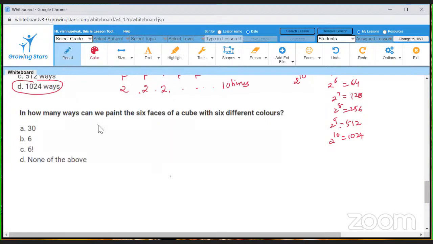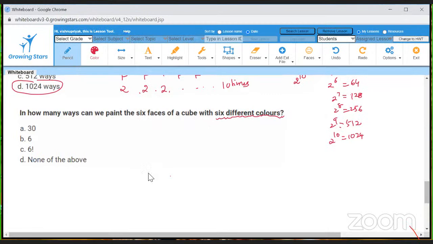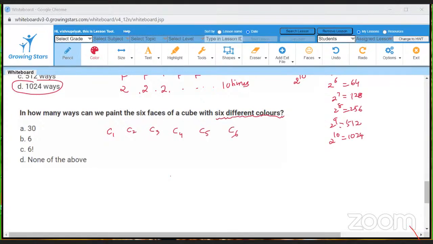In how many ways can we paint 6 faces of a cube with 6 different colors? See, here there is a condition: 6 different colors. You can't use the same color. So let us take the 6 different colors as color 1, color 2, color 3, color 4, color 5, color 6. 6 different colors are there.